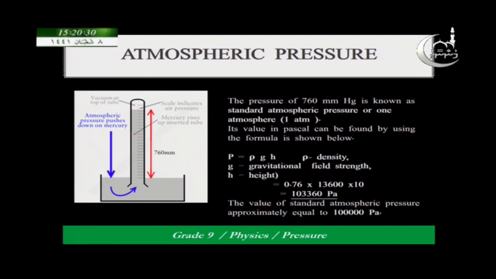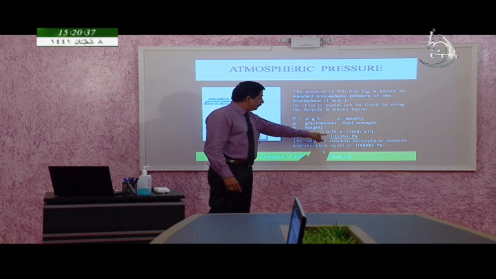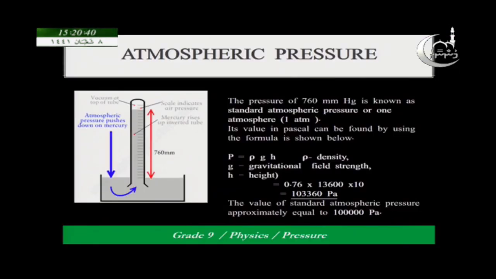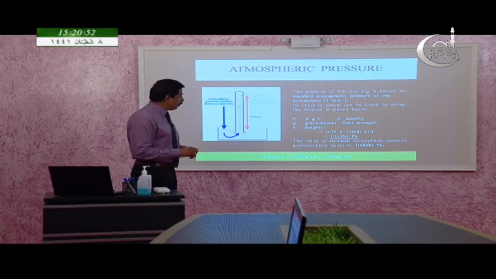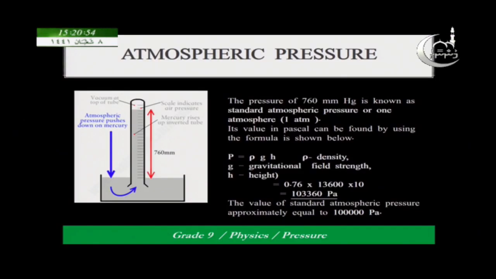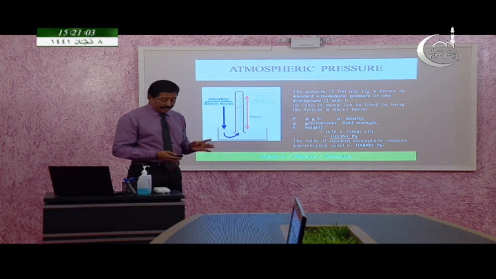13,600 is the density of mercury, and 10 is the acceleration due to gravity. So the final answer is 1.3360 Pascal. So that is the total atmospheric pressure. So this is equal to 760 millimeter of mercury. So 760 millimeter of mercury is equal to 103,360 Pascal. The value of standard atmospheric pressure is roughly approximately equal to 100,000 Pascal. So this is the way to convert millimeter of mercury to Pascal.